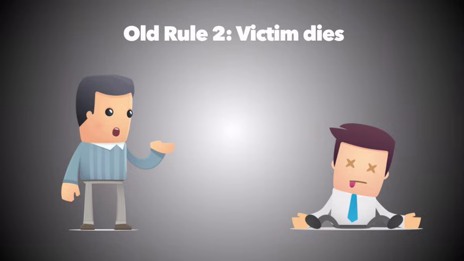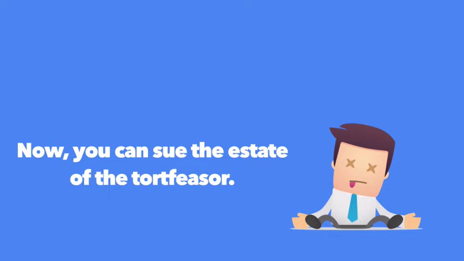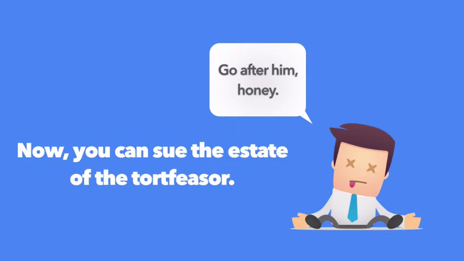2. If the victim of the tort died, from the tort itself or any other cause, before he recovered in tort, the victim's right of action also died. Now, that's no longer true. The estate of the victim, or the victim's relatives, can sue in his place using a wrongful death or survival action.